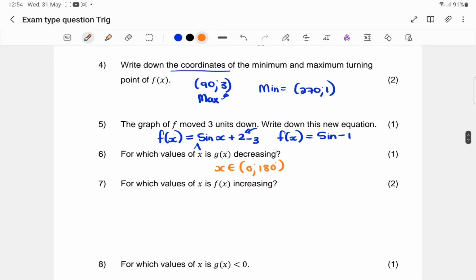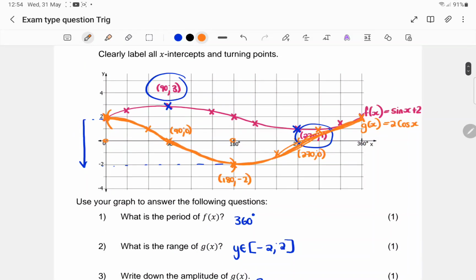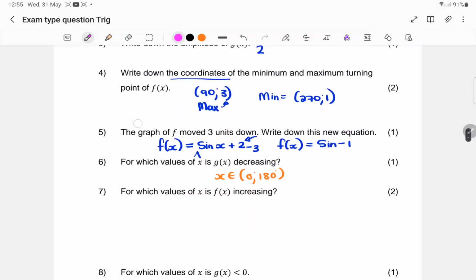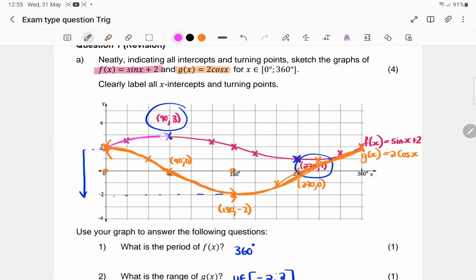Then they say to you, for which values of x is f of x increasing? So f of x, where is it? Can you see it's going up, up, up, stops, all the way down, and then from there it goes up, up, up again. So it's here from 270 up to 360, the x values.